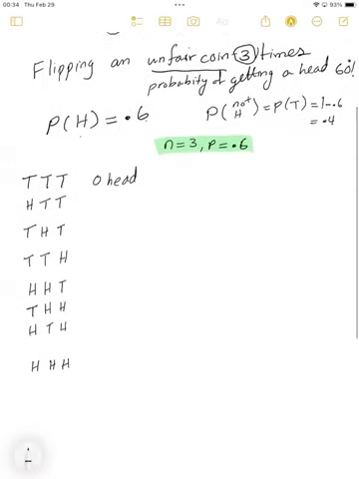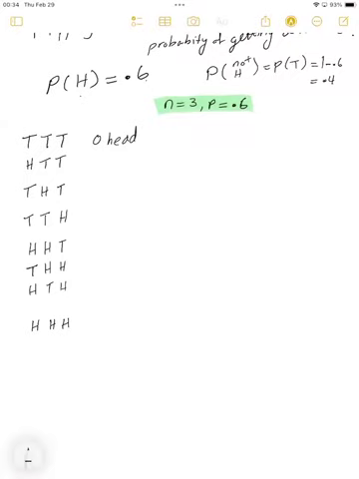So anyways, let's go back to our example. Those are the two numbers we have. And this is for 0 heads. These are 1 head. These are when we have 2 heads. And this is when we have 3 heads. So I want to find the probability of the first scenario, having all tails.